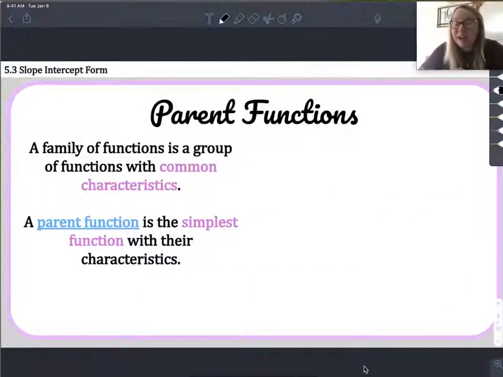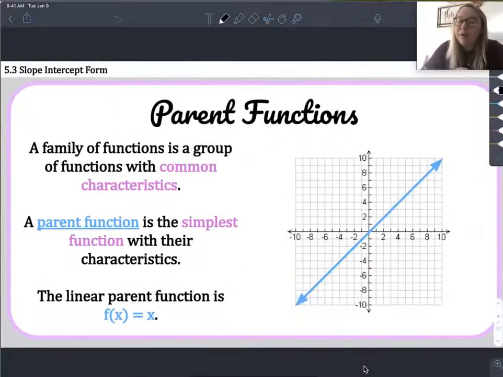A parent function is the simplest function with the characteristics. So the linear parent function is f of x is equal to x, also sometimes written as y equals x. And that is the blue line off to the right. If I plugged in 0 for x, y is 0. If I plug in 1 for x, y is 1. It's very, very basic. Nothing's manipulating the graph in any way.